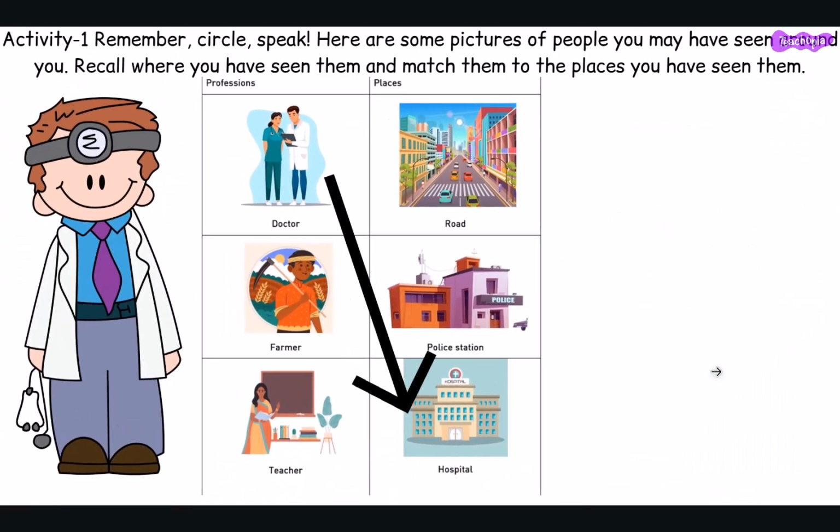Moving on, we have activity 1, Remember, circle and speak. So you will have a list of pictures of people that the students may have seen around them. All they need to do is recall where they have seen them and match them to the places that they have seen them. So if you see, for example, the first profession talks about doctor, and we find doctors in a hospital. So likewise, the students can match the other professions to the places given.